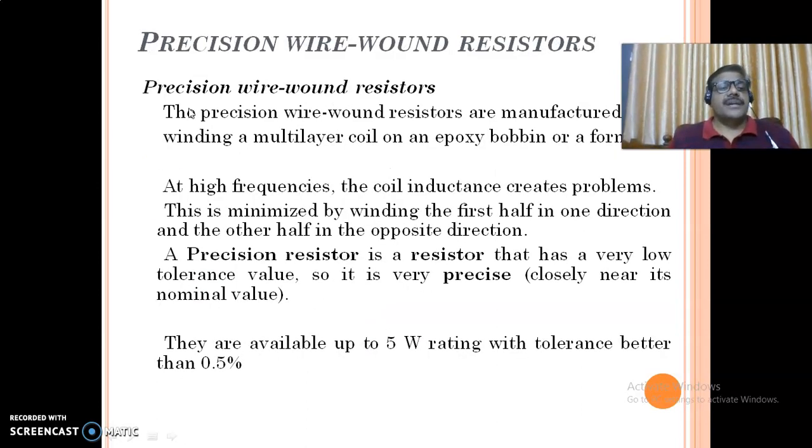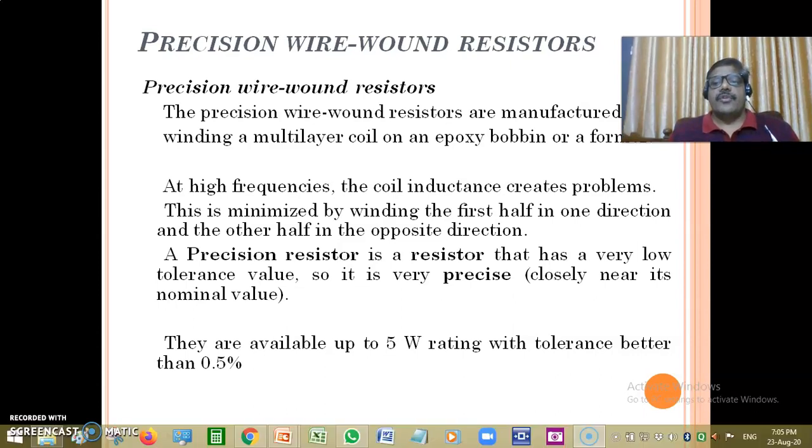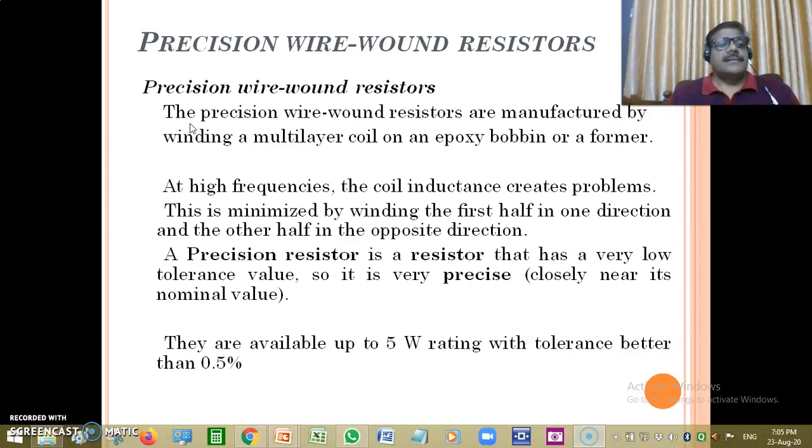Now come to the next resistor, that is precision wire wound resistor. The precision wire wound resistors are manufactured by winding a multi-layer coil on an epoxy bobbin or a former.